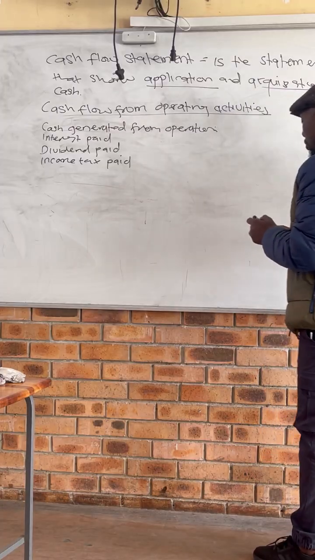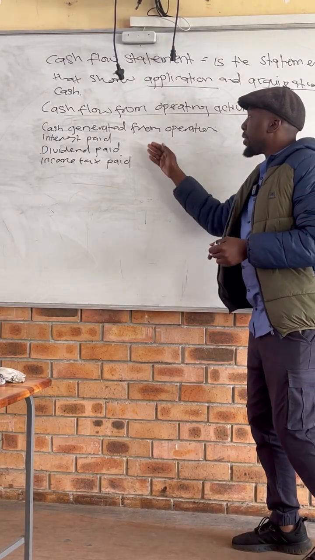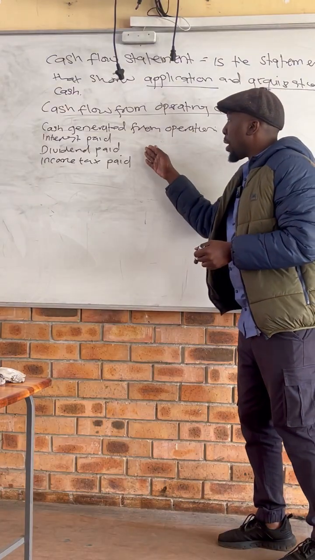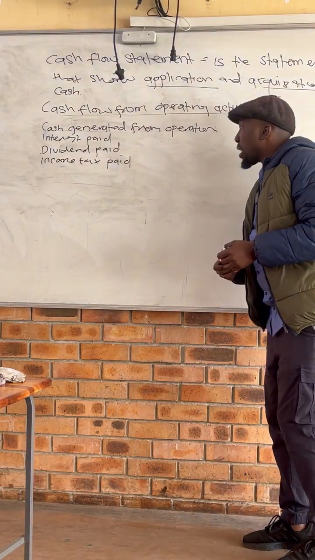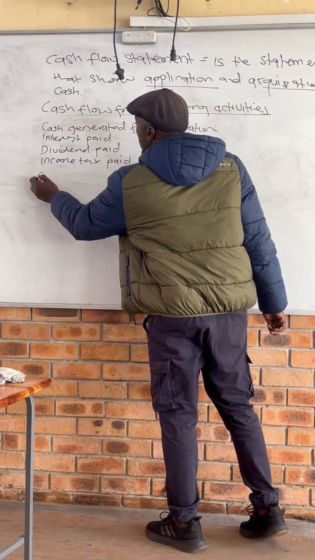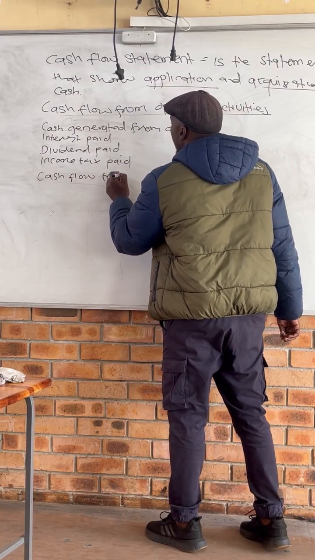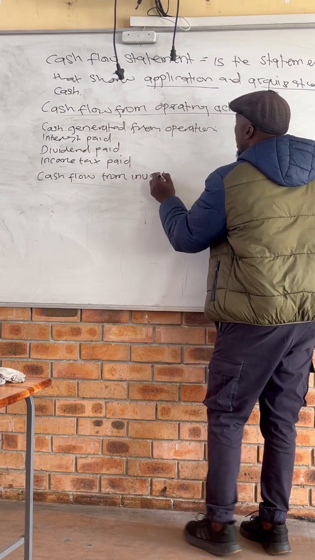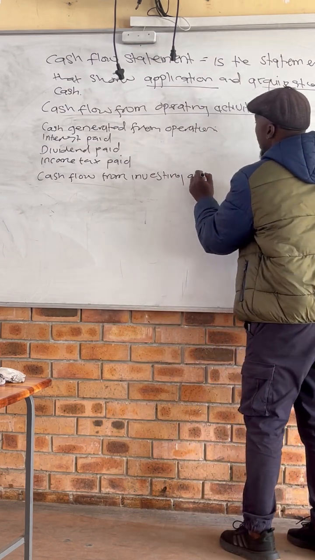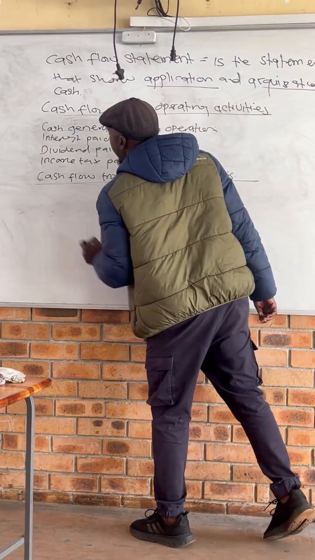Now remember the acquisition and the application. The money is going to go out when we pay our interest, and then when we are paying our dividend, and then when we are paying our income tax. Then we go to the second activity, which is cash flow from investing activities.